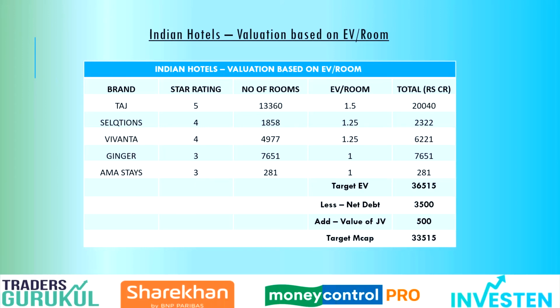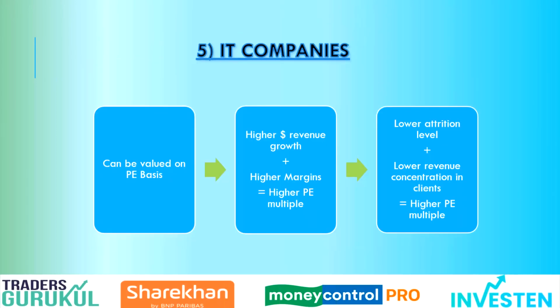So the next sector we will now consider is the IT sector. This is one sector which can be valued easily on a price to earning basis. However, the question is what PE multiple to assign. So generally over the past 10 years, I have observed that large cap IT companies like TCS, Infosys trade around 20 to 30x earnings. Tech Mahindra, HCL Tech trade around 15 to 25x earnings.